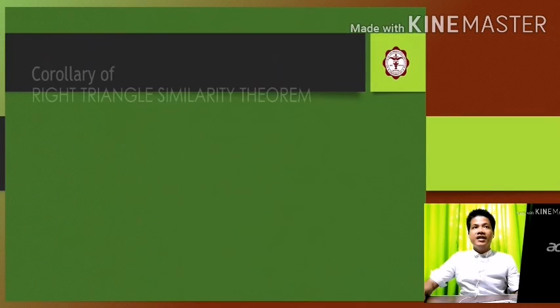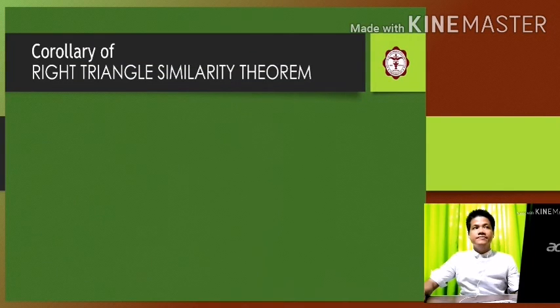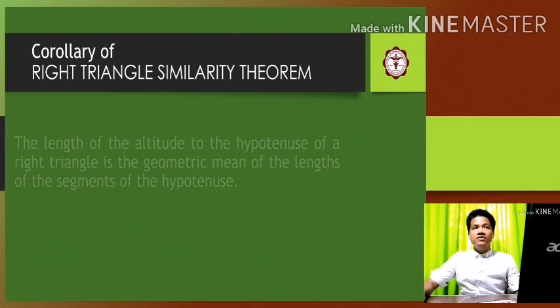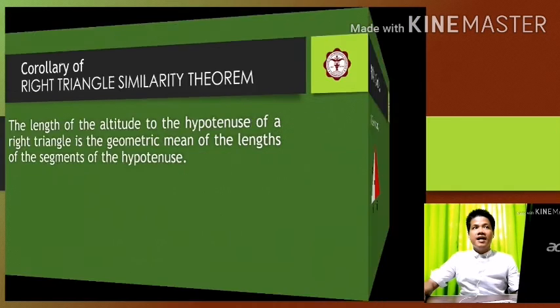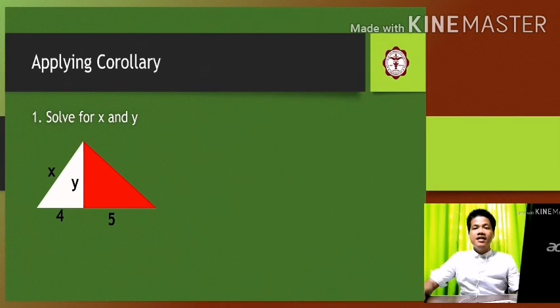Corollary of right triangle similarity theorem. The length of the altitude to the hypotenuse of a right triangle is the geometric mean of the length of the segments of the hypotenuse. Having here an example by applying the corollary of right triangle similarity theorem, we have to solve for x and y given the illustration.